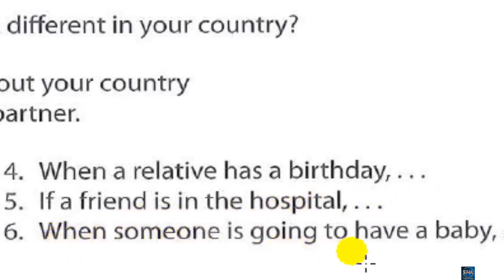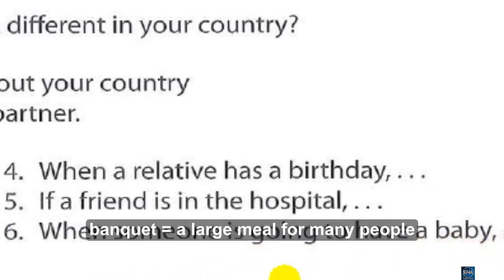When someone is going to have a baby, it's a custom to give him a piece of gold as a present. When someone is going to have a baby, we make in Egypt here Sabua. When someone is going to have a baby, it's a custom to give him some money. We call it here in Egypt Nota. When someone is going to have a baby, it's a custom to make Aqiqa, which means a very big dinner or lunch.